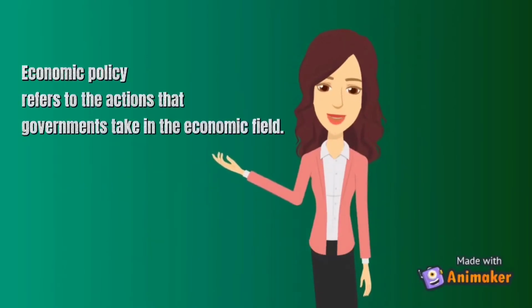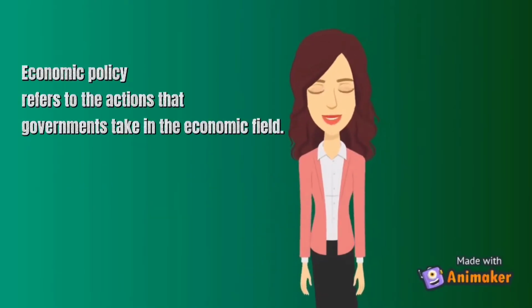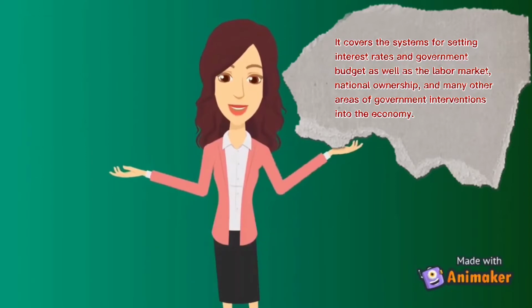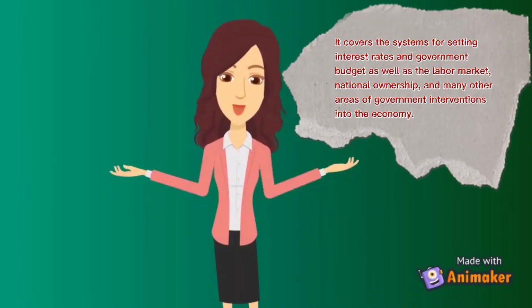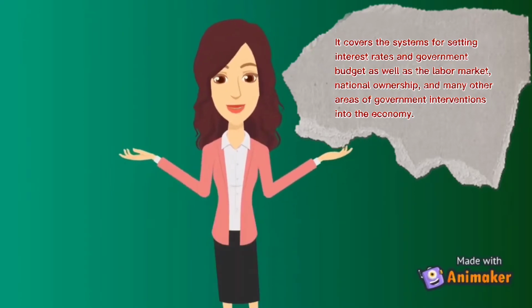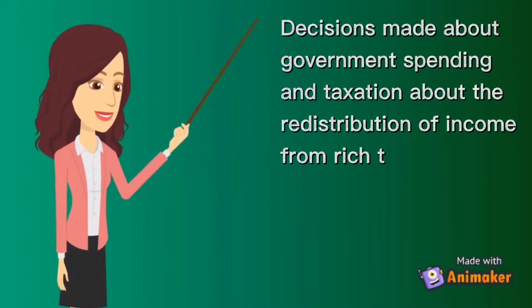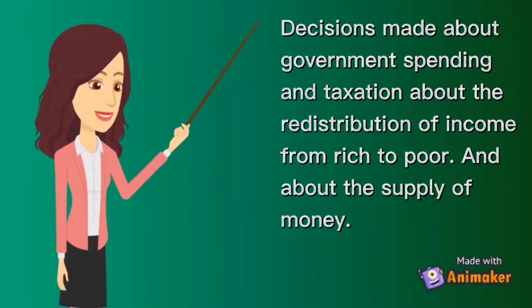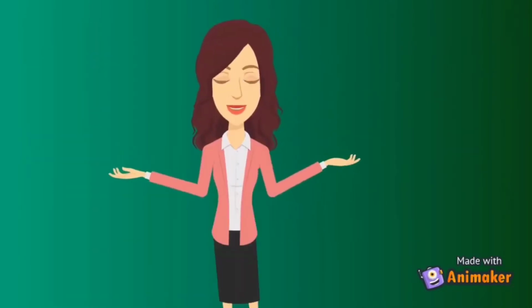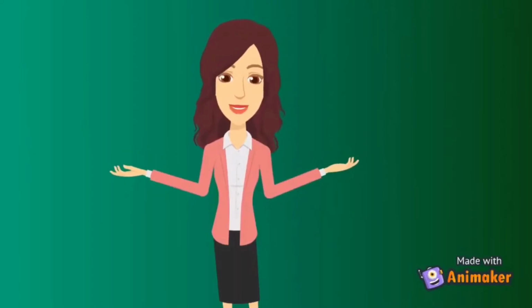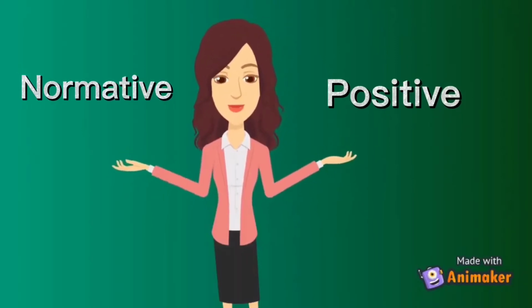Economic policy is a course of action that is intended to influence or control the behavior of the economy. Economic policies are typically implemented and administered by the government. Examples of economic policies include decisions made about government spending and taxation, about the redistribution of income from rich to poor, and about the supply of money. The effectiveness of economic policies can be based and also assessed in one of two ways, known as positive and normative economics.